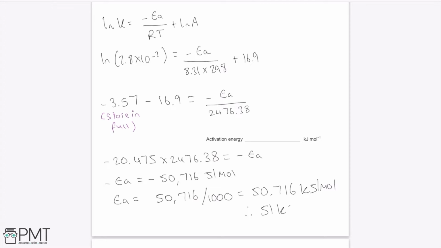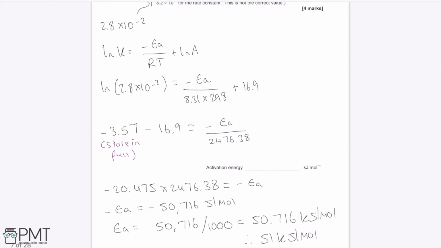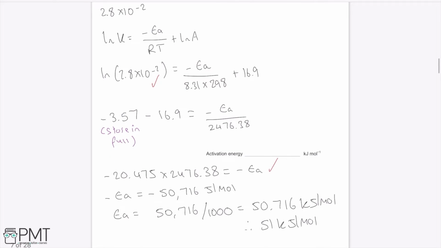So if we look at where the marks are allocated for this question, we get a mark for working out our value of natural log of 2.8 times 10 to the minus 2. We then get a mark for rearranging our activation energy equation. We get a mark for our minus 50,716 joules per mole. And then we get a final mark for our answer to two significant figures of 51 kilojoules per mole. And that gets us the 4 marks for this question.